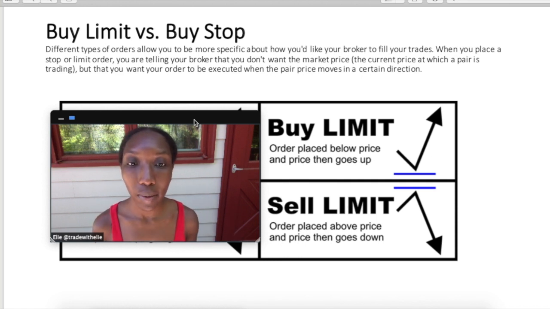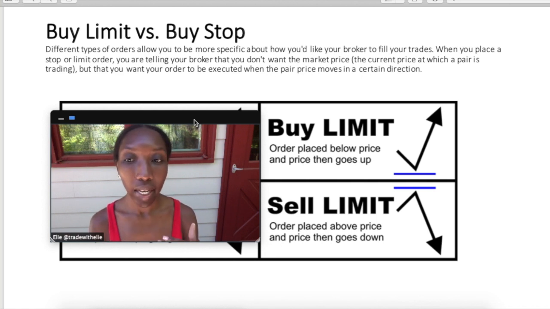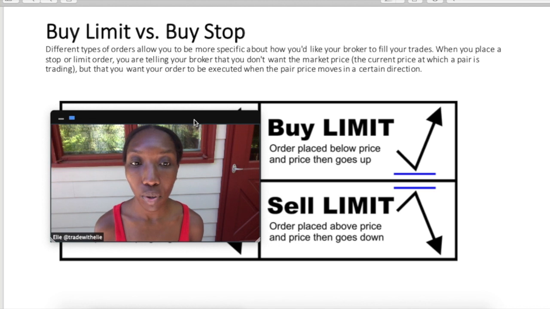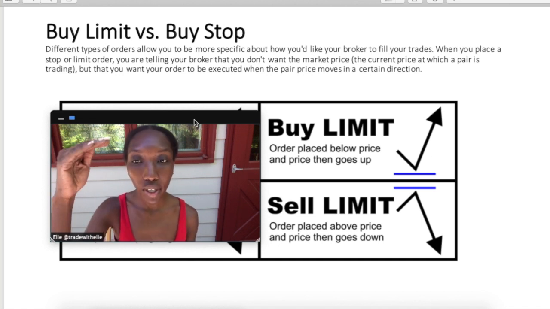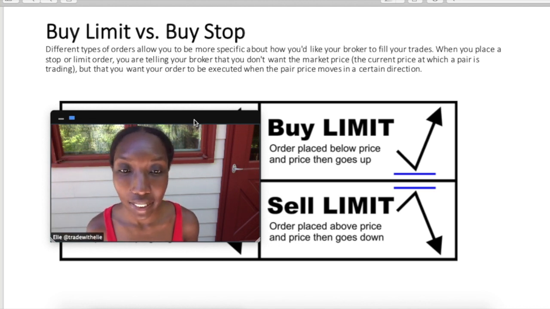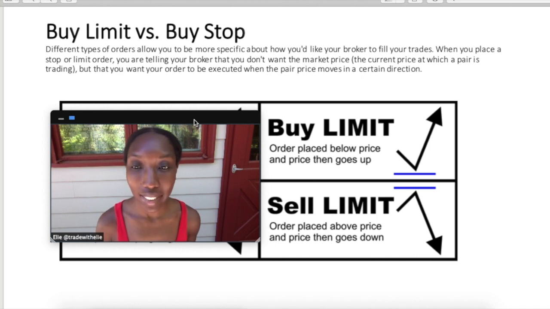Now, in a sell limit, price is going to move up into a buy, which is not what you want, right? That's the wrong direction. Then it's going to activate your pending order, and then it's going to move in the right direction into that sell and drop. So order is placed above price, right? So your order is above where price currently is, and the price is going to go down.